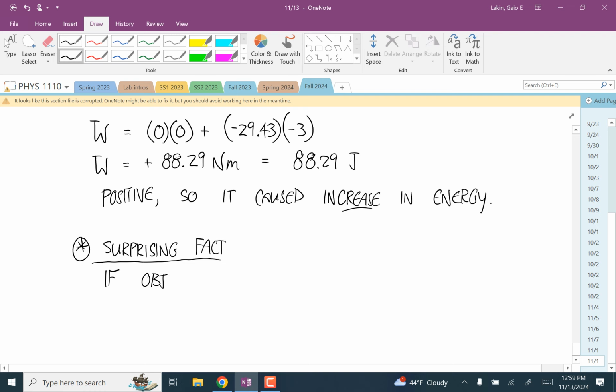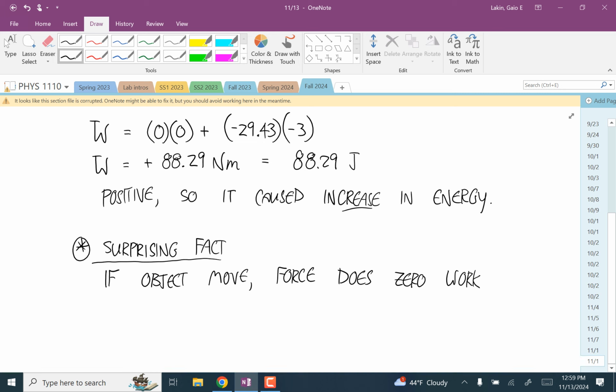If an object doesn't move, forces do 0 work, no matter what the force is. Like if you push as hard as you can against a wall, you're generating a big contact force. But if you're doing calculations in terms of energy, that contact force isn't doing any work on the wall. Okay.